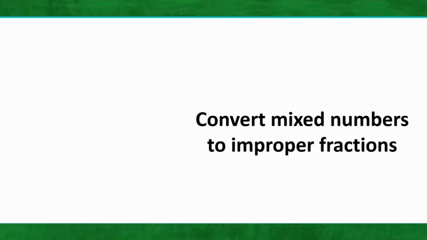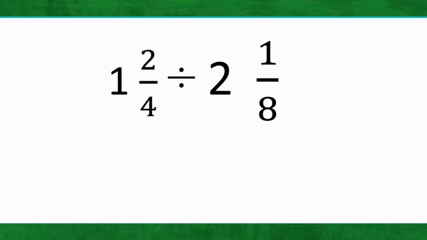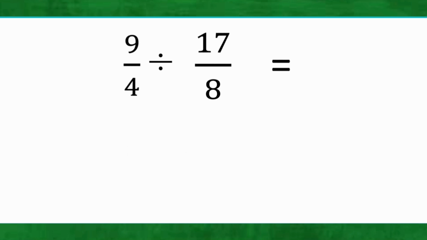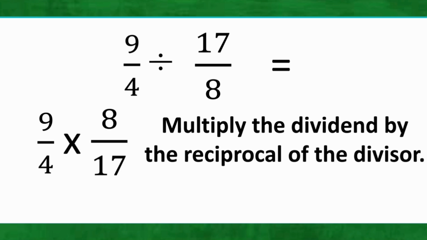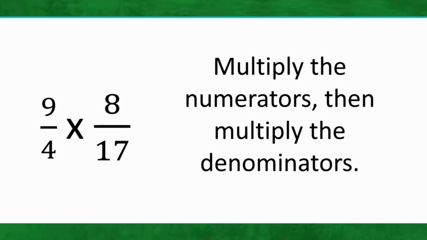Then, convert mixed numbers into improper fractions. So, 1 and 2/4 is equal to 9 over 4 and 2 and 1/8 is equal to 17 over 8. For the next step, multiply the dividend by the reciprocal of the divisor. That is 9 over 4 times the reciprocal of 17 over 8, which is 8 over 17. Then multiply the numerators and multiply the denominators. So 9 over 4 times 8 over 17.